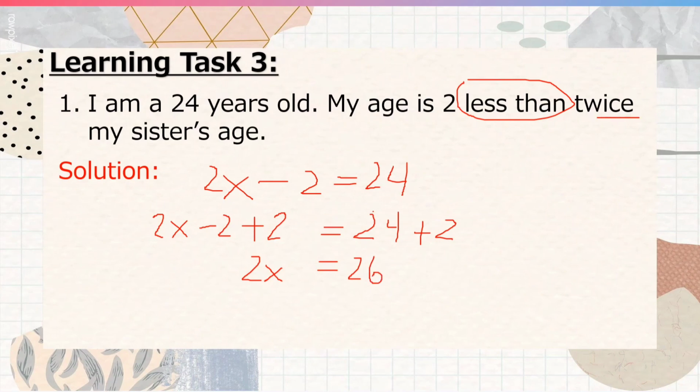Okay, so let's have the second or the next step. We're going to apply the division property of equality. So we're going to divide both sides by 2. Okay, so let's cancel the 2. So we have x. And then 26 divided by 2. The answer there is 13. Okay, that's the final answer.